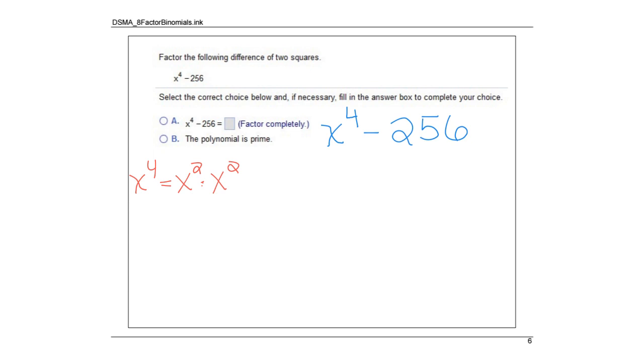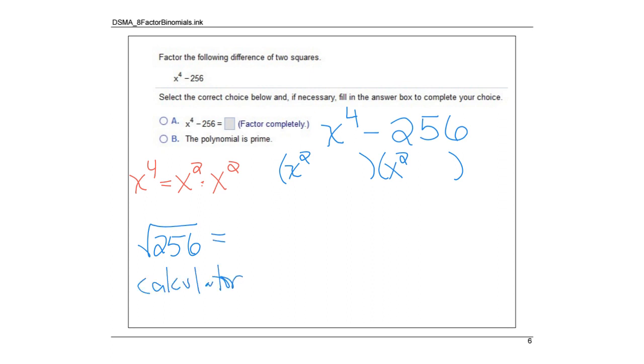Okay, so if I go to separate this into two binomials, the x to the fourth I can split up into x squared and x squared. All right, then I want to take that 256, check it in my calculator. Let's see what we get.